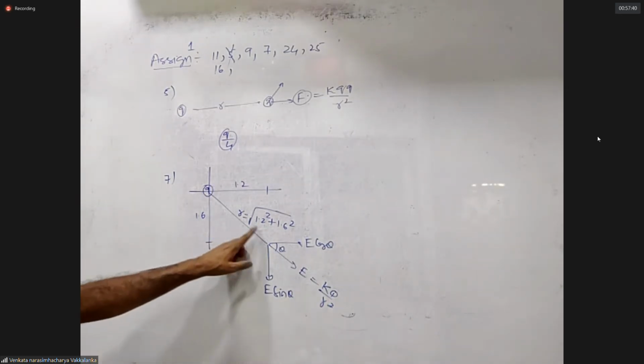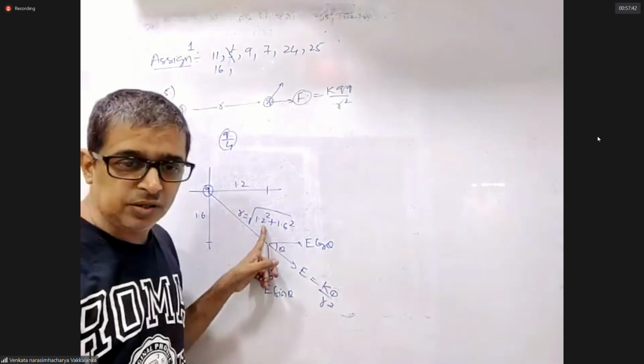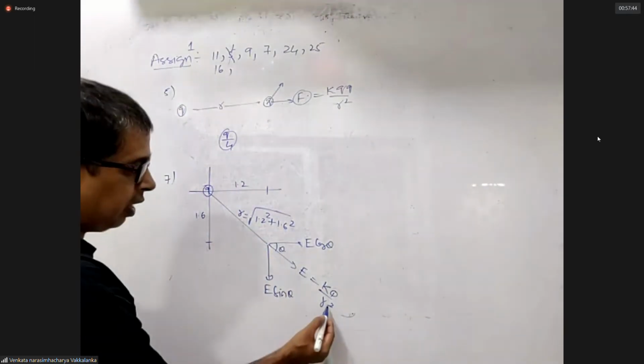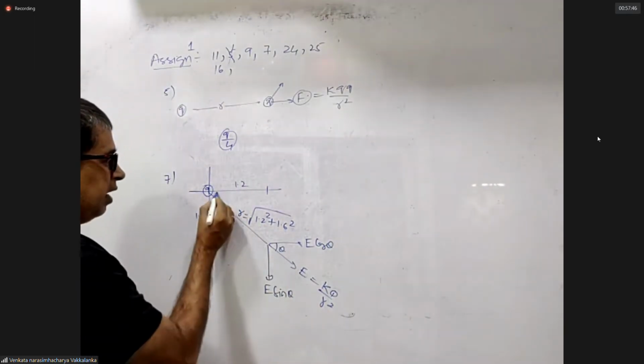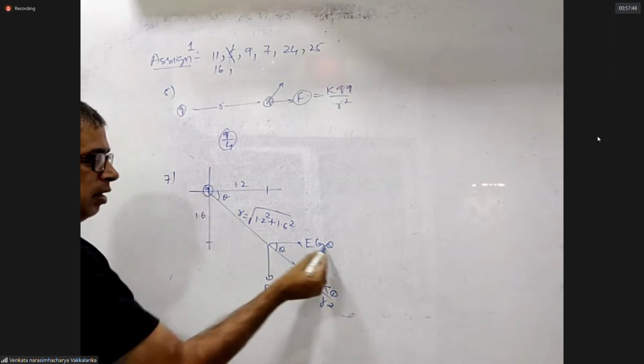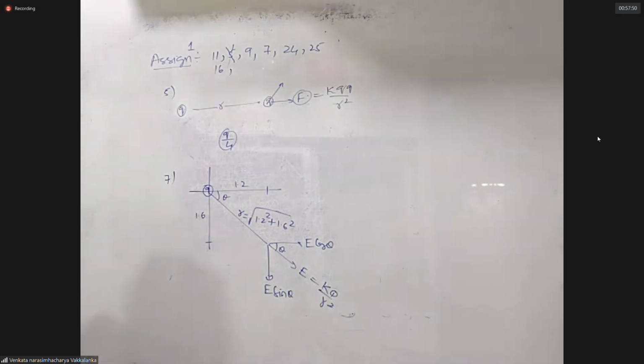Hey, R also I don't have to calculate. Foolishness, that is already given as 2. R is 2. So if R is 2, you know this theta. E cos theta, E sin theta, I cap, J cap.